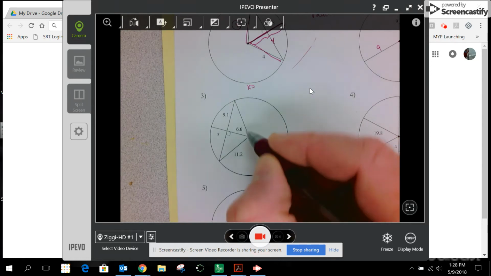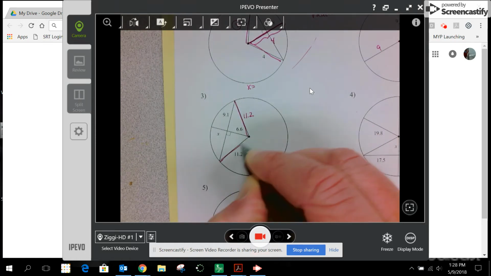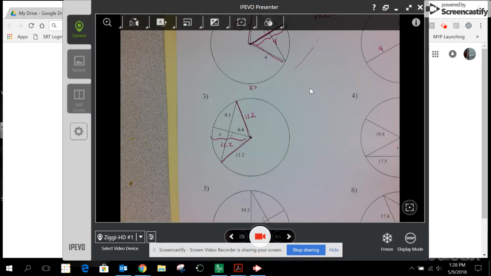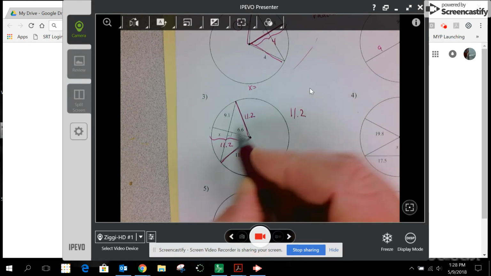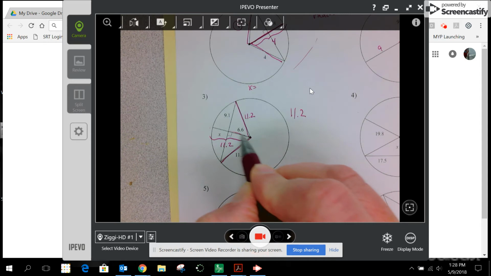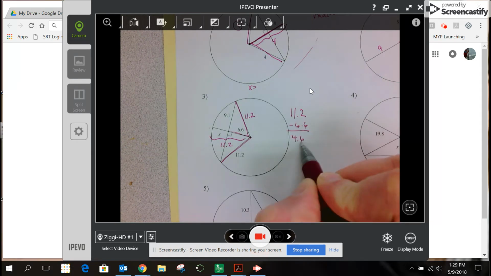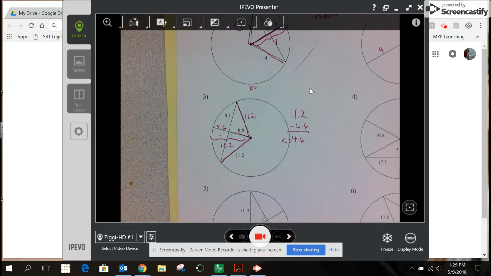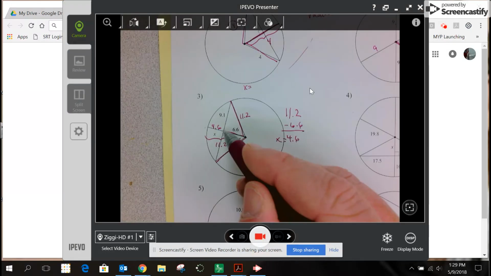11.2. So if this whole thing is 11.2 and this much is 6.6, I can subtract to find out this little piece outside right here. Again, that comes from writing the radius on your circle. Okay, and you'll see we have these right triangles here. We'll be able to find other missing sides as well. Okay, so put in the radius every time.